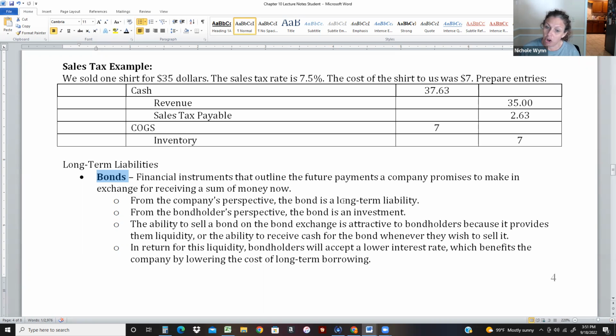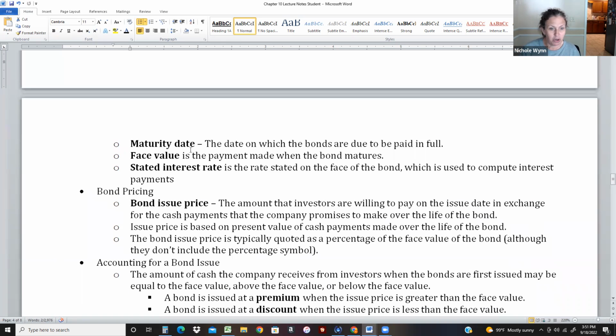It's considered a long-term liability for the company because bonds last longer than 1 year. They have a maturity date; my example was 5 years. They have a face value; my example was $1,000 each for 30, so $30,000. And they have a stated interest rate; in my situation it was 8%. The bonds will also have a price.